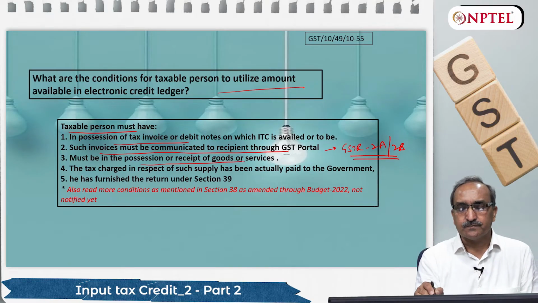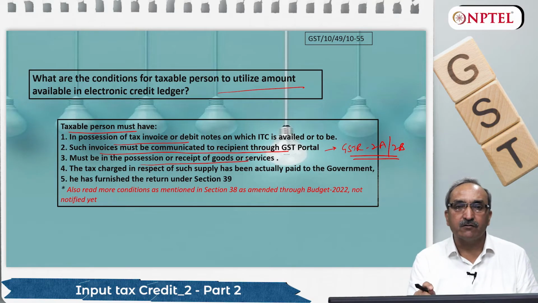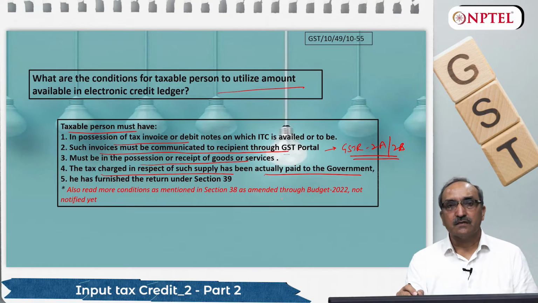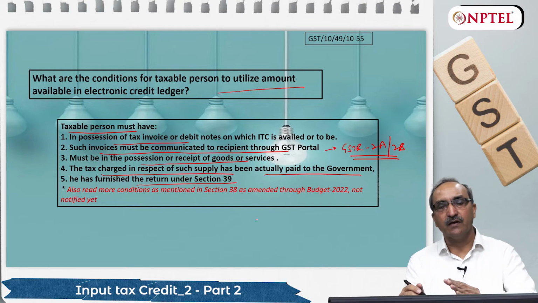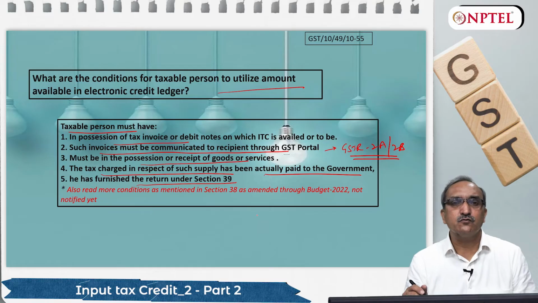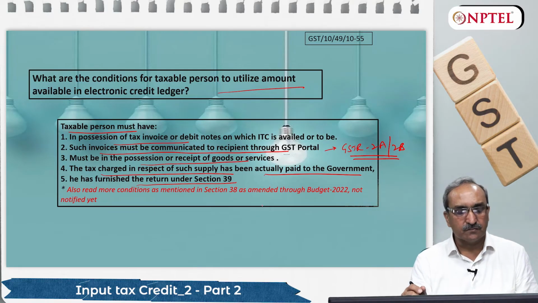The goods must be in possession, practically delivered to the buyer. The supplier must have actually paid this tax to the government. Keeping tax with you is a crime. And you must have also filed your own return, declaring your tax liability to the government. How much is your tax liability? That's why, so that if you have tax liability, you can use your ITC balance.